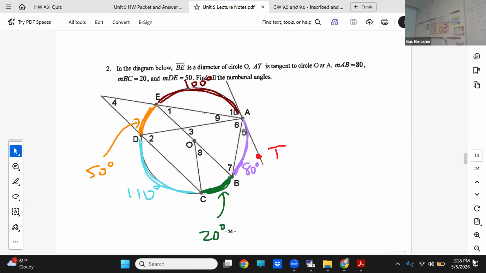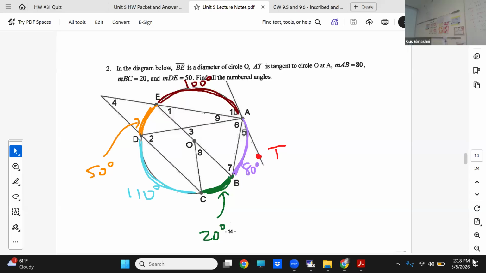Okay, angle 5 is a tangent and a secant, so it's half of the purple. Angle 5 is half of the purple, so it's 40. But how do we get that? And angle 10 is 50. Angle 10 is 50, correct? I was just overthinking.